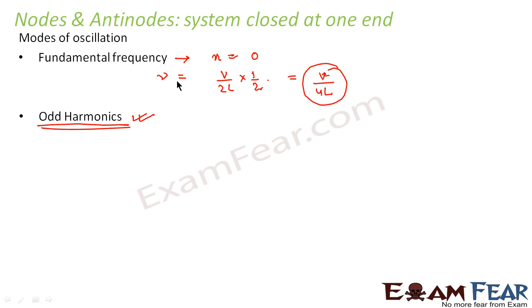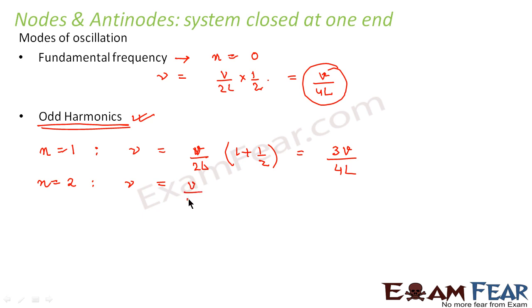So this is our fundamental frequency. Now let us calculate the next frequency, the value corresponding to n equal to 1. When n is equal to 1, what will be the value of frequency? This will be v by 2L (1 plus 1 by 2), that is equal to 3v by 4L. Now let us calculate the value for n equal to 2. The frequency will be v by 2L (2 plus 1 by 2). So this becomes 5v by 4L.